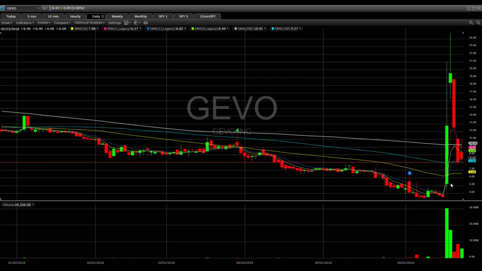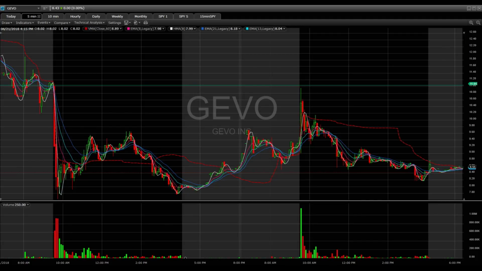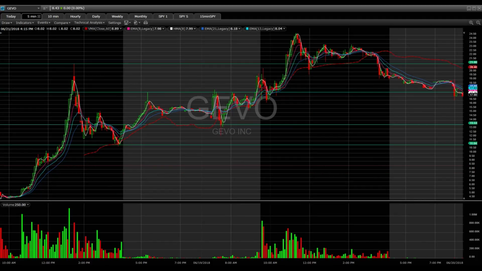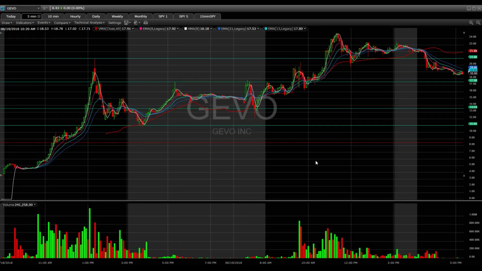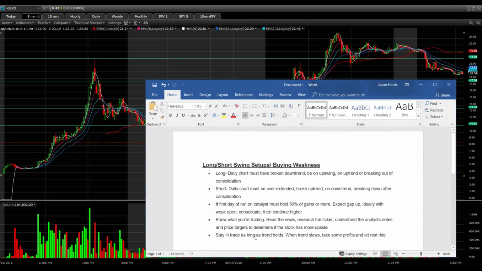But anyways, Gevo, if we go back and look at what happened on that day, let's look at even the 5-minute chart. This is what I look for if I'm going to swing a long-term or swing an overnight position. First of all, I want to see that it had a nice move for the day. If it's the first day, it has to have a good positive catalyst. It must hold 50% of its gains or more. Then you can expect a gap up, ideally with a weak open, consolidate, and then a continuation higher.